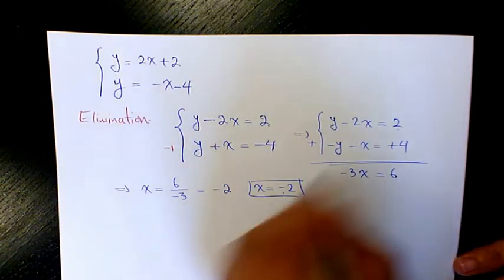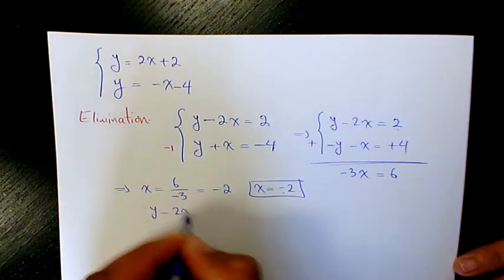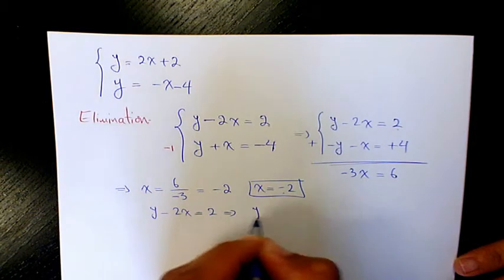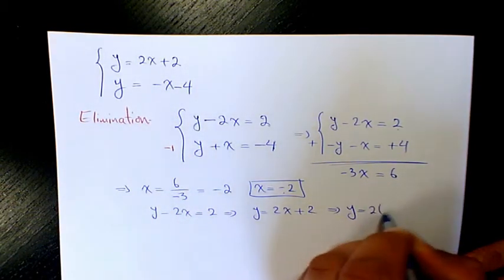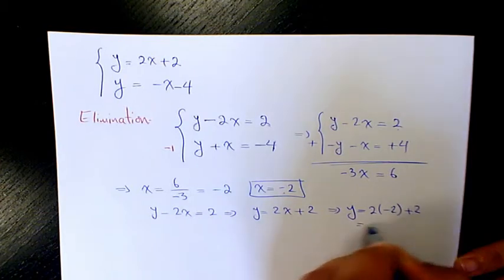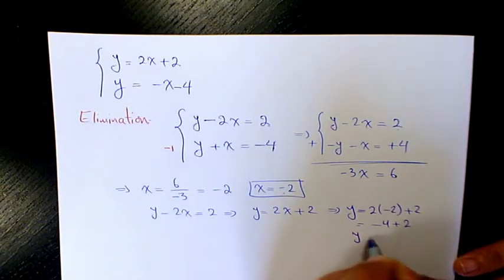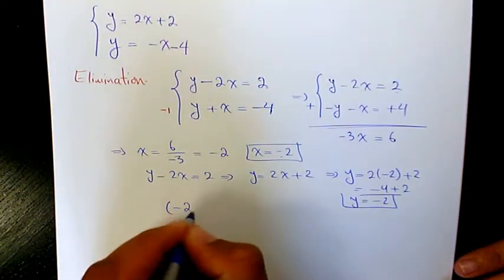Then, you sub it there. y minus 2x equals 2, which means that y equals 2x plus 2. Therefore, y equals 2 times negative 2 plus 2. It's going to be negative 4 plus 2, so y will be negative 2. So the point of intersection is negative 2 and negative 2.